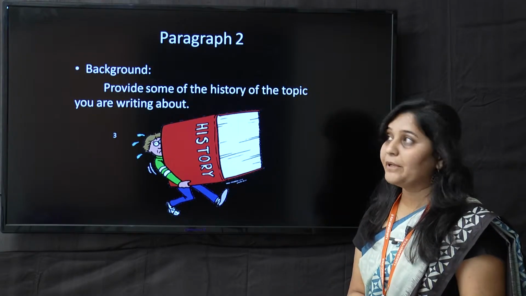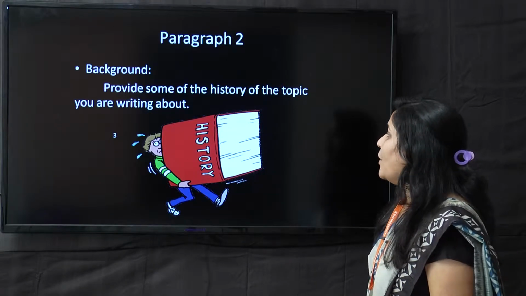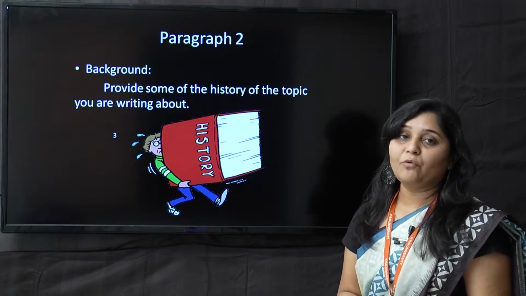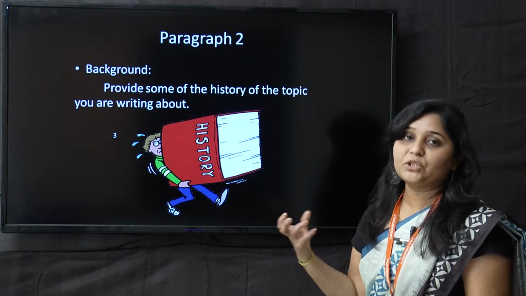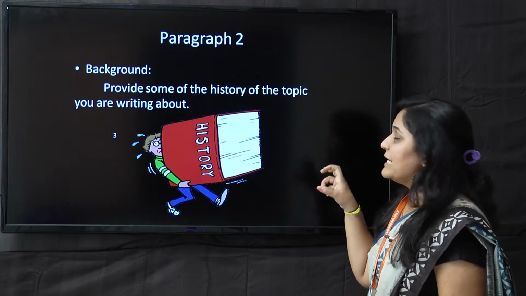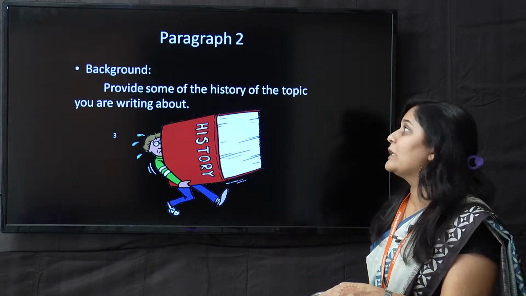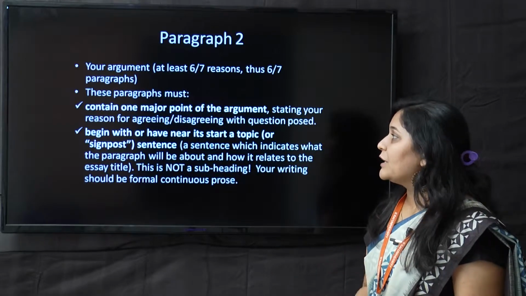Let's go for the second paragraph. It should be background. That means provide some of the history of the topic you are writing about. What are the things you are talking about, what are the points you are discussing, and all that. You have to add all the related history, and after that some more important things you can include in the second paragraph.